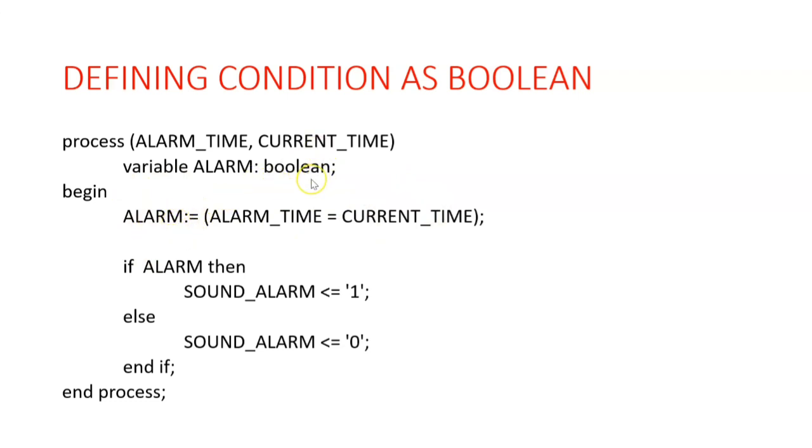So Boolean means it can only take the value 1 or 0, right? So when this condition is satisfied, then the variable alarm will be equal to 1. Otherwise it will be 0. Okay.